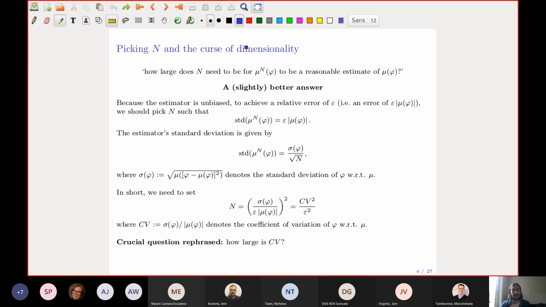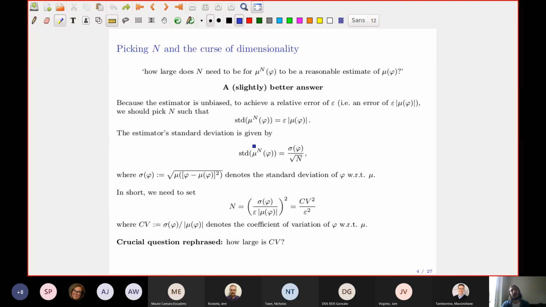So here's a slightly better answer that a lot of these texts will get to at some point, and they'll do an analysis of this type. They'll say, okay, say you want a relative error of epsilon, which means an absolute error of epsilon times the magnitude of your average of interest. Now, because the IID estimator is unbiased, you should pick an n such that the standard deviation of the estimator is the error that you want, or maybe half the error, or 1/3 the error, something like this.